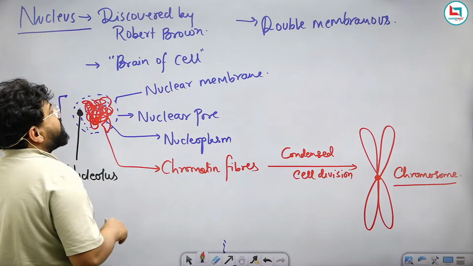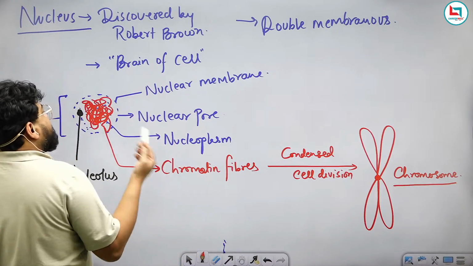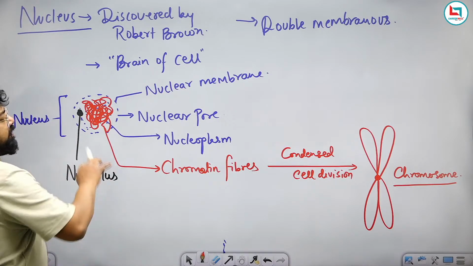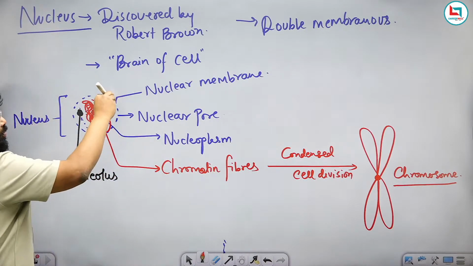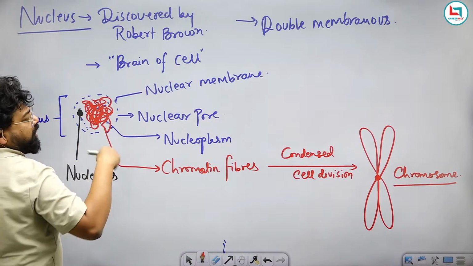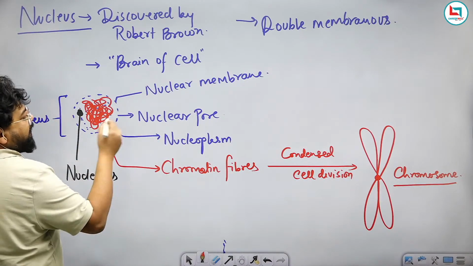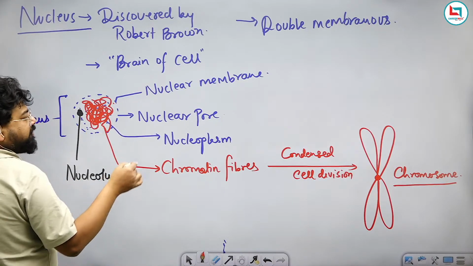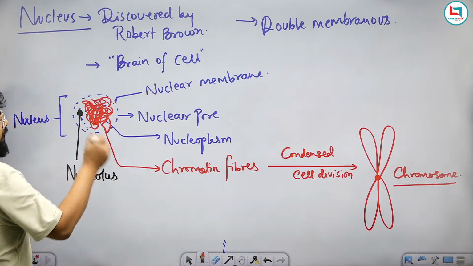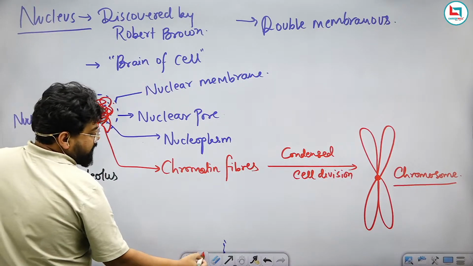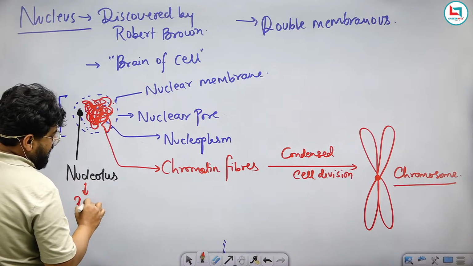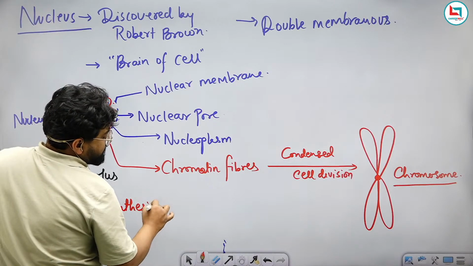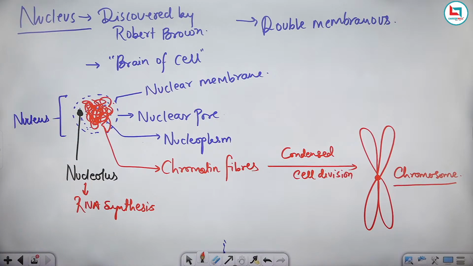So, the nucleus was discovered by Robert Brown. It is a double membranous structure. It is also said to be the brain of the cell. The nucleus contains different things. It has membranous pores, and through these pores molecules enter or exit the nucleus. It has a nuclear membrane. It contains some fluid-like structure which is said to be nucleoplasm. It has a dense body, that is nucleolus, which helps in RNA synthesis. What is RNA? We will discuss it later when we start the chapter on nucleic acid.